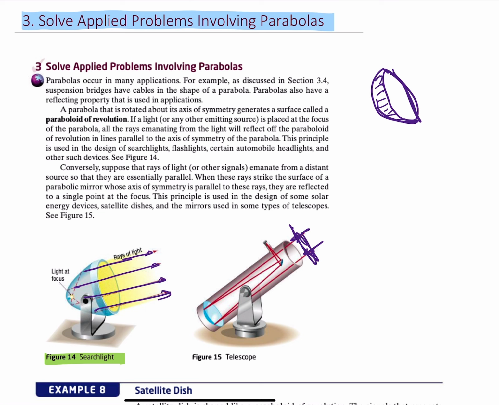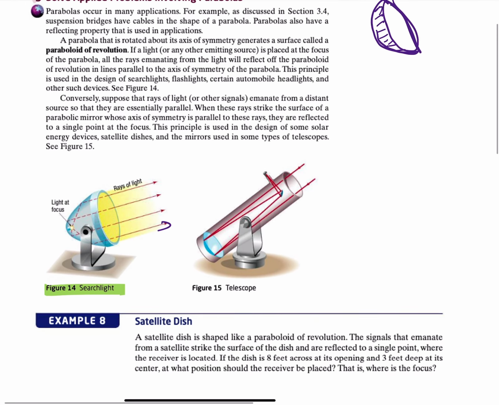So the light is entering this telescope, reflecting off a parabolic mirror, and it all gets reflected to this focus point, which they're then reflecting through to this eyepiece. So it concentrates all of the light beams that come through to a single point, which essentially magnifies things for us. This principle is used in the design of some solar energy devices, satellite dishes, and the mirrors used in some types of telescopes. So let's see a problem involving some of these ideas.